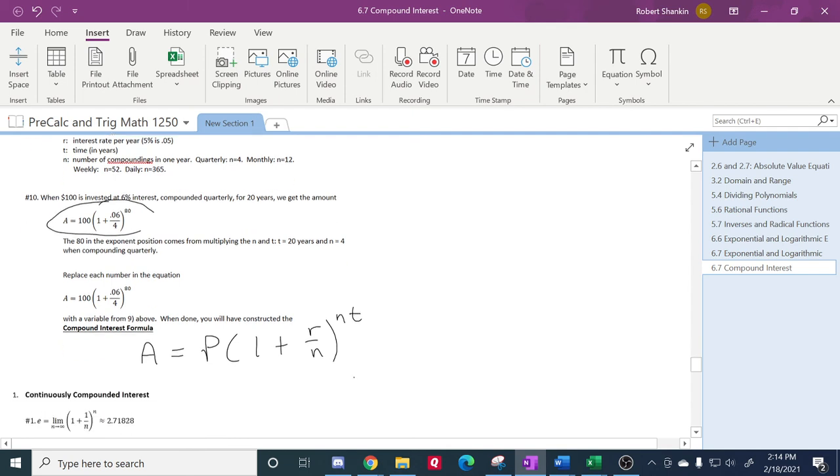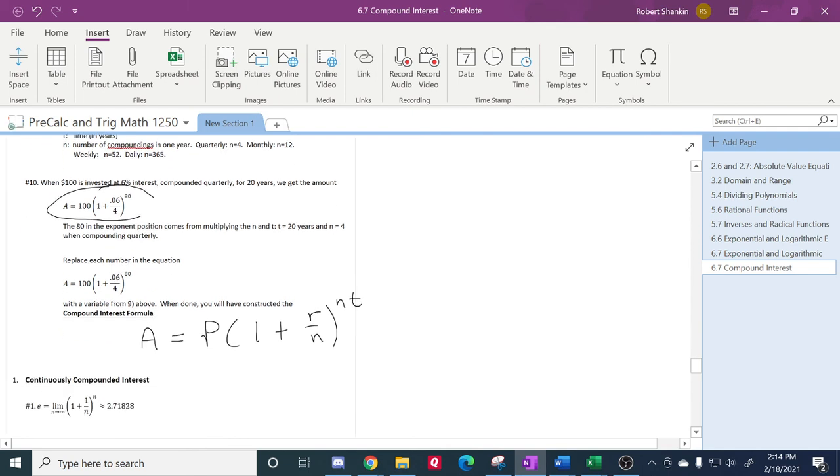Okay, and there's the compound interest formula. And this is one of the formulas you're going to have to wind up memorizing in this class. So what I want you to do is study this formula for a moment, and then look away and write it down from memory. So let me give you 30 seconds to do that.